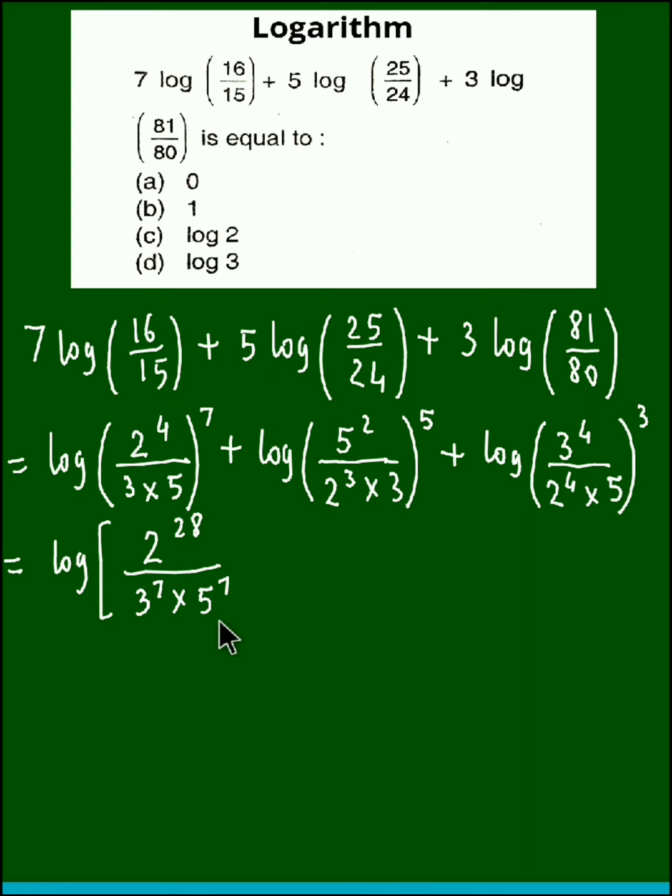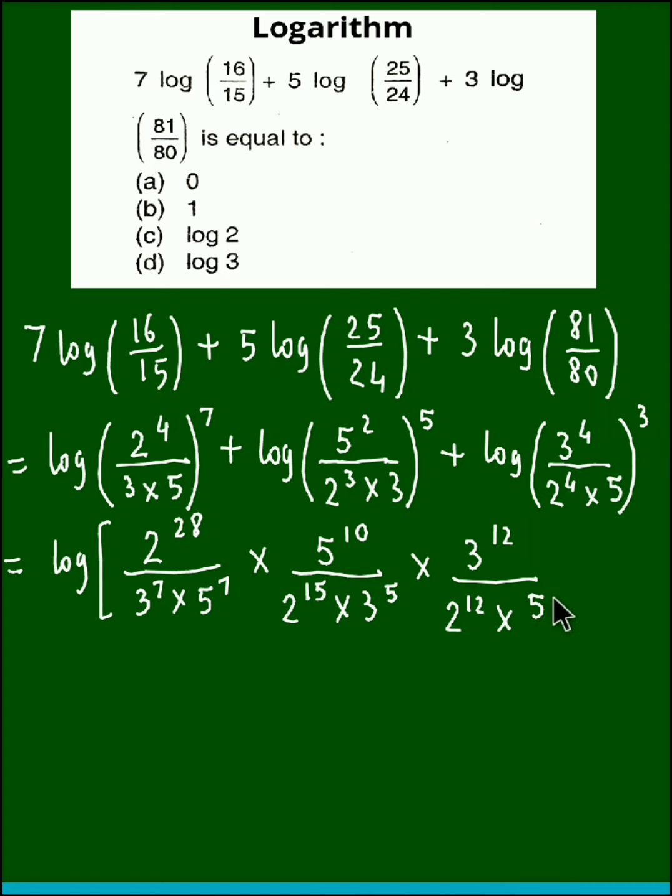We are using laws of indices simultaneously into, now 2 fives are is 10. So we have 5 raised to 10 upon 3 fives are is 15. So we have 2 raised to 15 into 3 raised to 5. That remains as it is. Into, now 4 threes are is 12. So we have 3 raised to 12 upon, again 4 threes are is 12. So we have 2 raised to 12 into 5 cube. So we are using the laws of indices and the laws of logarithm simultaneously.